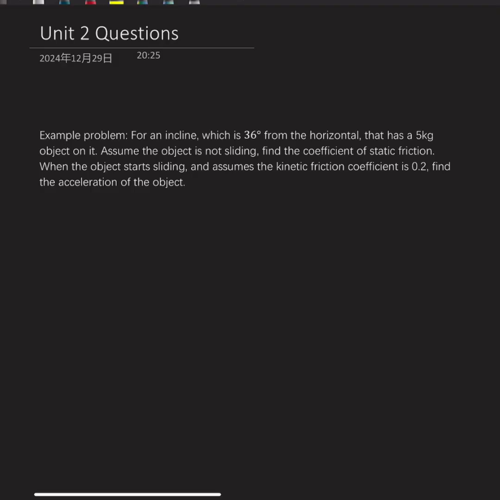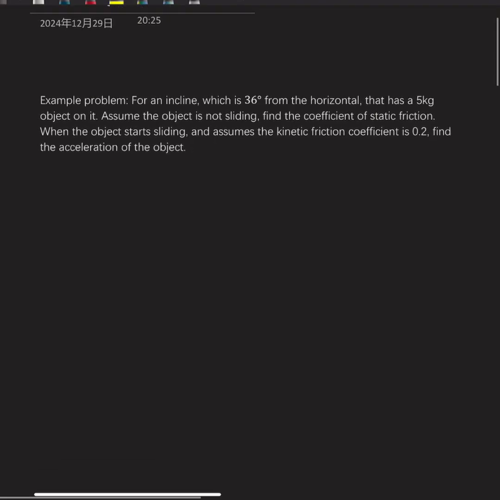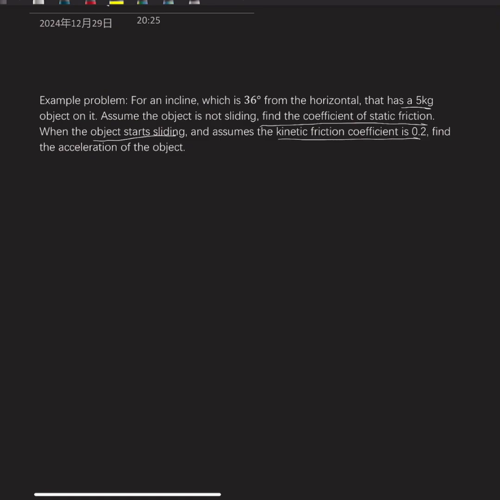This is AP Physics 1 Unit 2, and we will cover 3 problems to help you review for the concepts. So the first one is an incline problem. For an incline which is 36 degrees from horizontal, that has a 5 kilogram object on it, assume that the object is not sliding, find the coefficient of static friction. When the object starts to slide, assume that kinetic friction is 0.2, find the acceleration of the object.